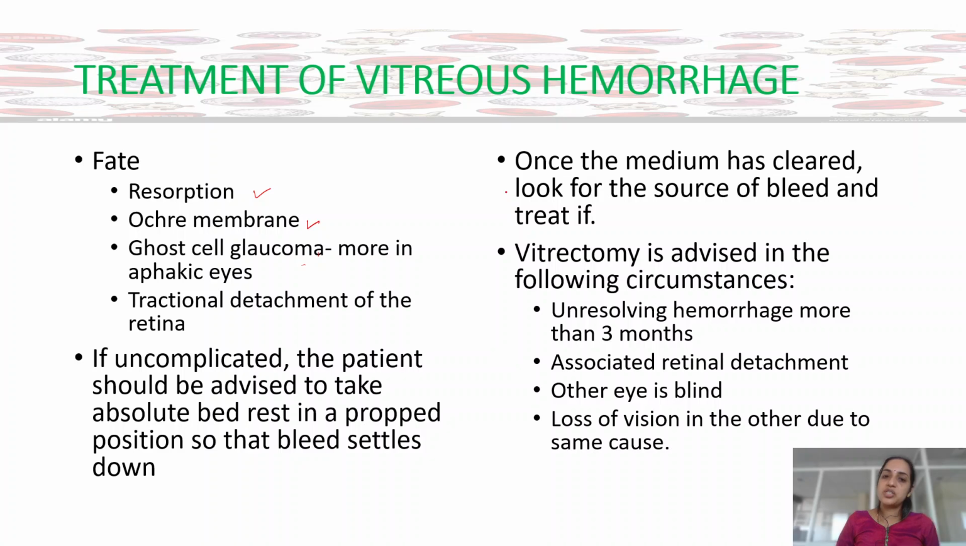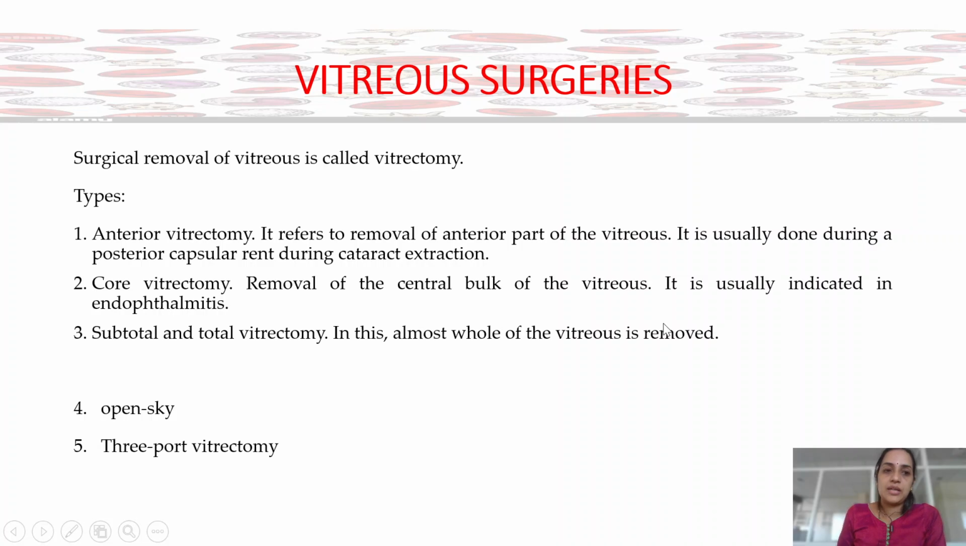So when do you do an urgent vitrectomy? When the other eye is blind, when there is associated retinal detachment in this eye, and when there is loss of vision in the other eye due to the same cause. And you plan for a vitrectomy when the hemorrhage doesn't resolve even after 3 months.